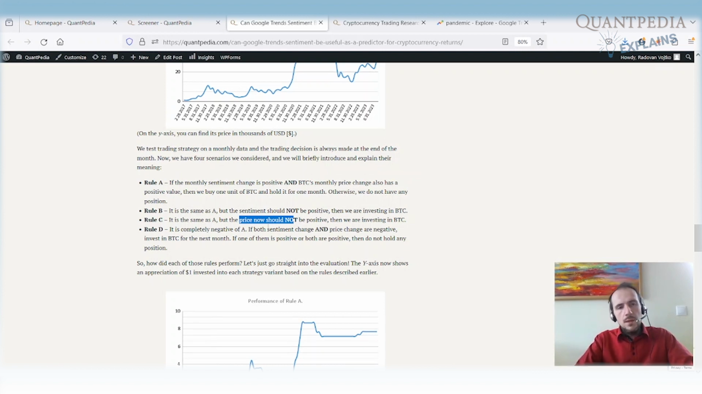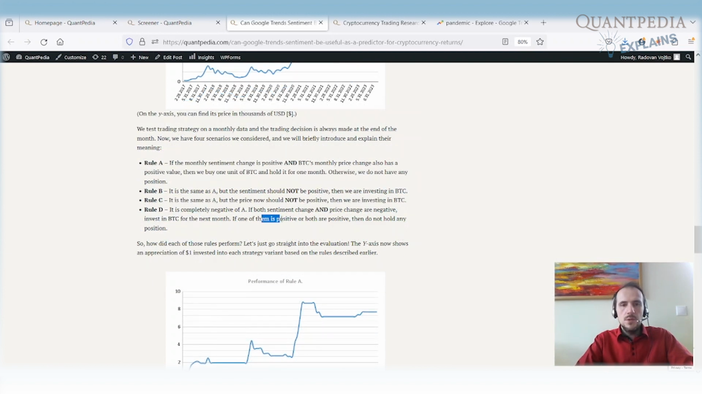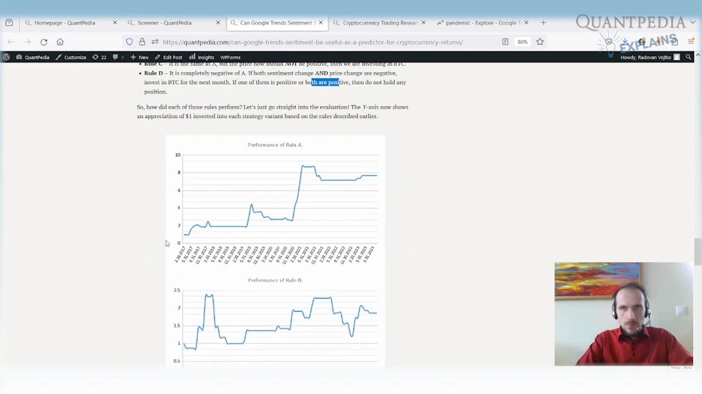And rule number D is a completely negative of rule number A. So if both the sentiment change and the price change are negative, we invest in the Bitcoin for the next month. If one of them is positive or both of them are positive, we do not hold any position. So those are the four rules. You can build those four rules from two different predictors when you combine them together. And how did each of those rules perform?